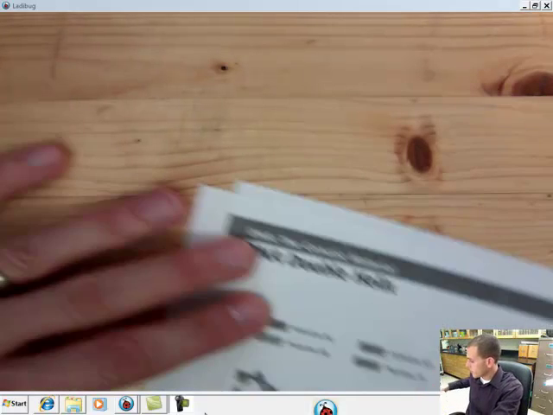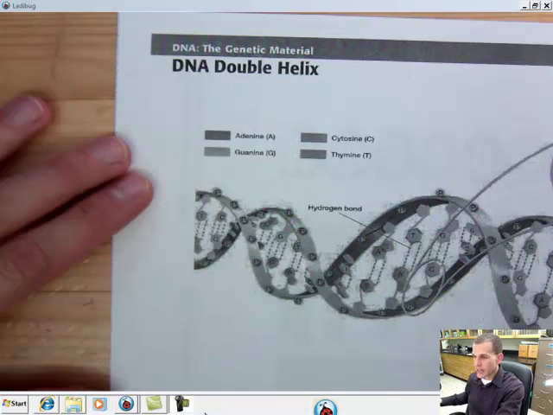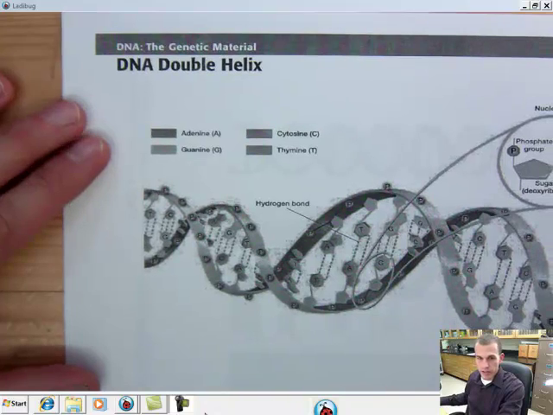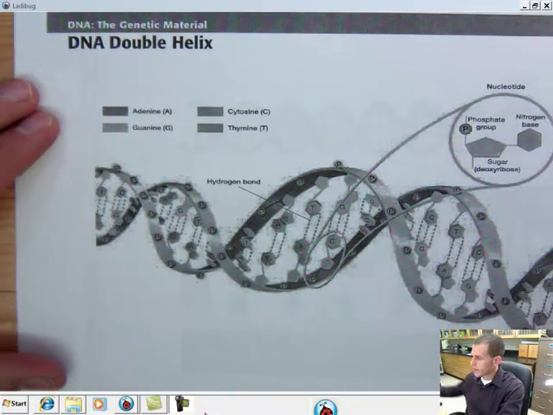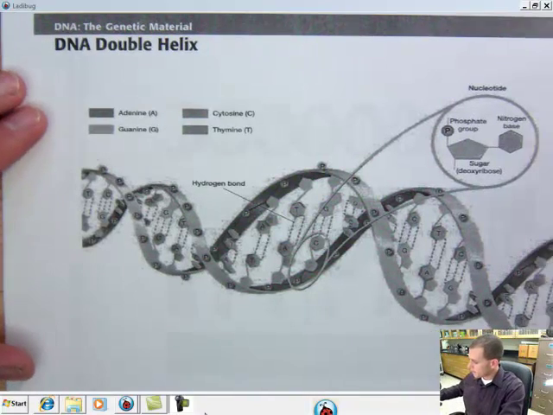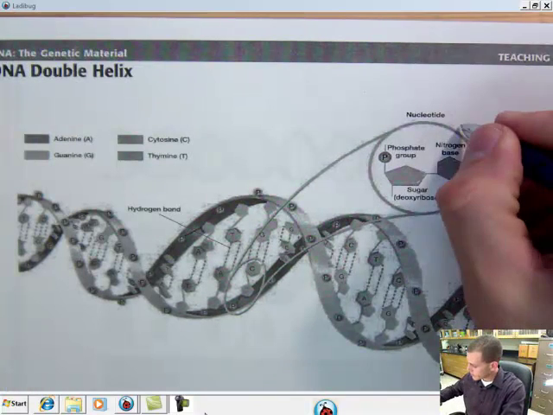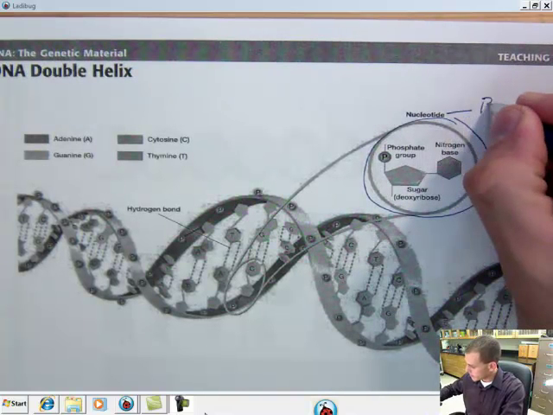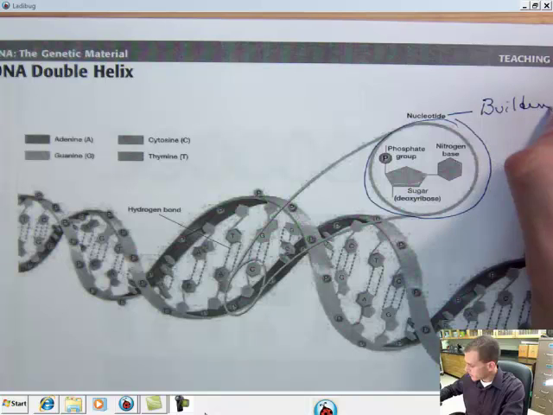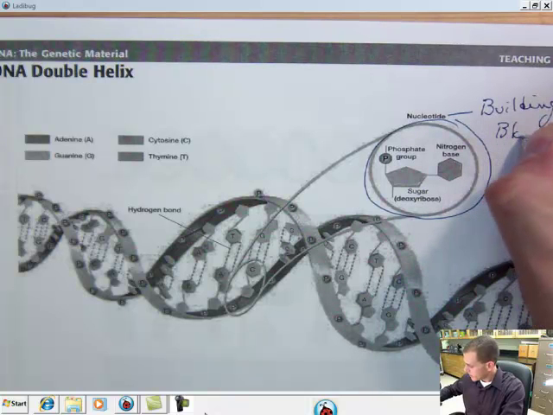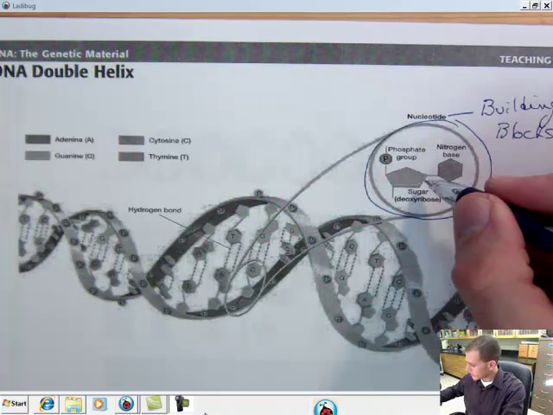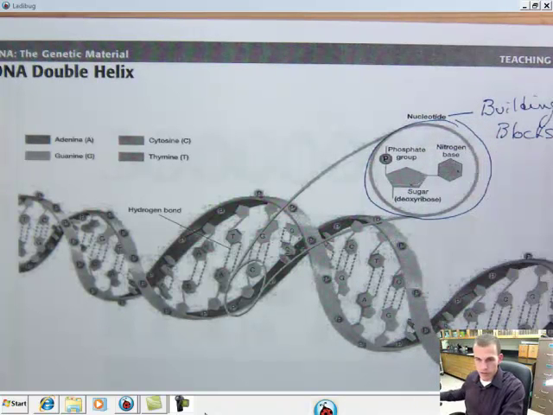We had talked about this before. This kind of goes along with segment 2. This is page 45 in your packet. You can see here DNA has the double helix. And remember, these are the building blocks: your nucleotides are the building blocks of your nucleic acid. It's made up of your phosphates, your sugar, and your nitrogen base.